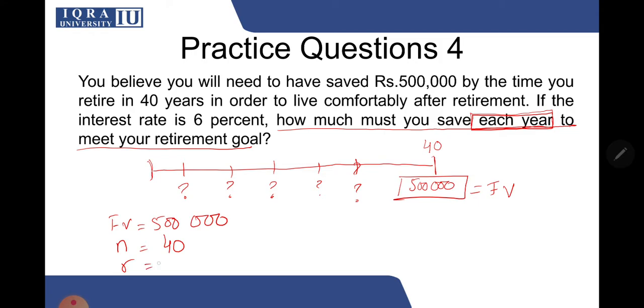We know that the interest rate is 6%, but we don't know the saving amount. How much are we saving each year for this? So we need to find out the PMT. Now, whenever you have a question that asks you to calculate the PMT, understand this, that the formula that you will use depends upon whether the question provides you with the present value or the future value. What I mean by this, let's go back to the formulas.